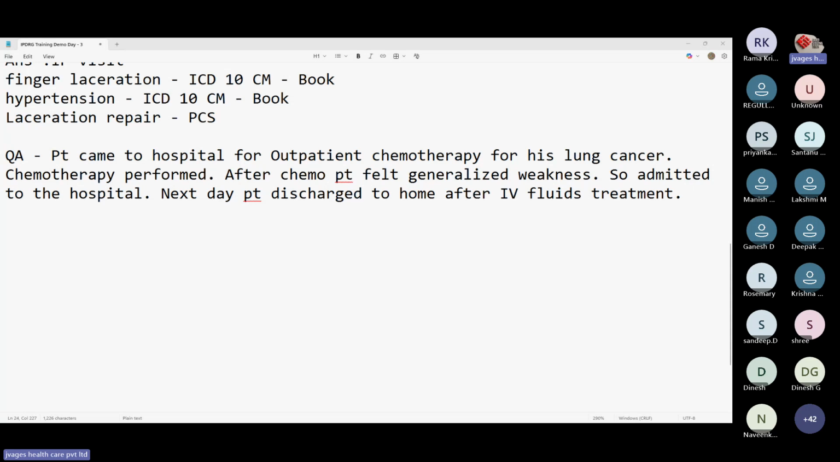The treatment was given for chemotherapy. Now, first we need to find out whether it is an inpatient visit or an outpatient visit. Outpatient daycare. Okay, then read the scenario once again and find the key terms. The documentation says the patient was admitted to the hospital, so we consider this as an inpatient. Everyone agreed? Is it inpatient or outpatient?